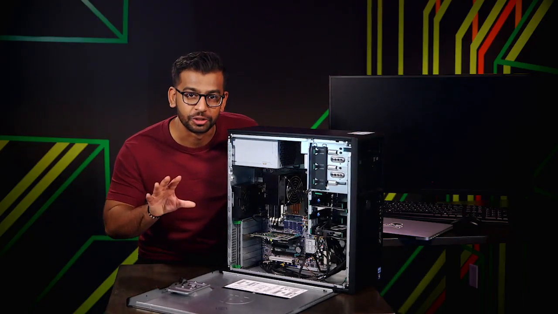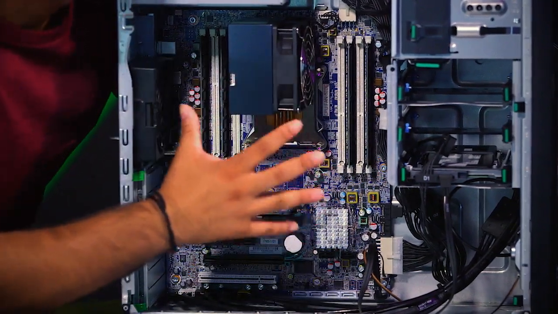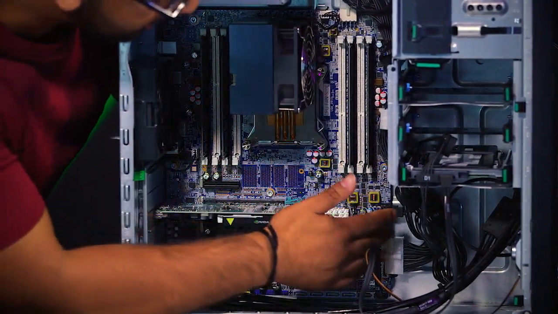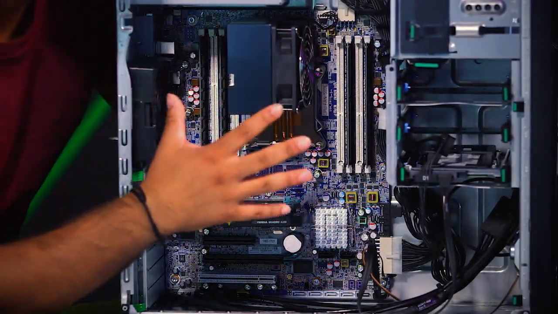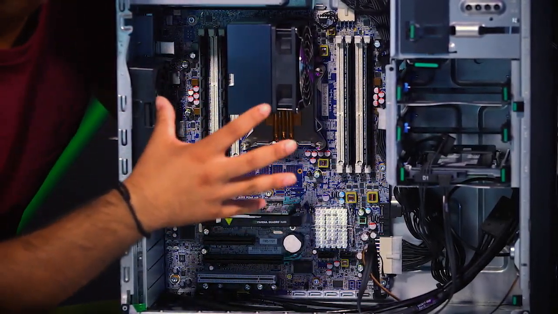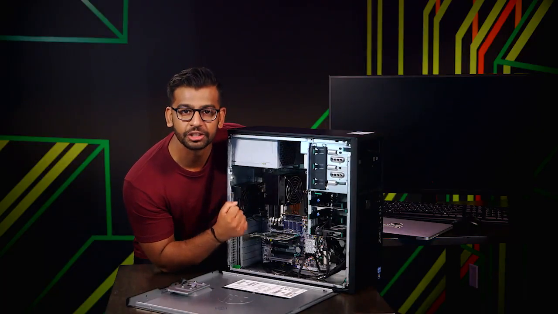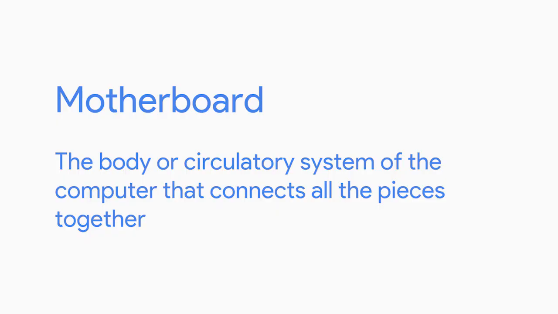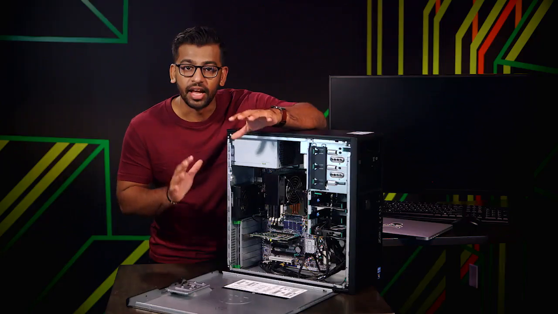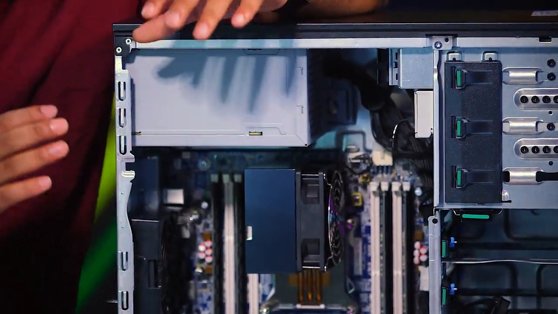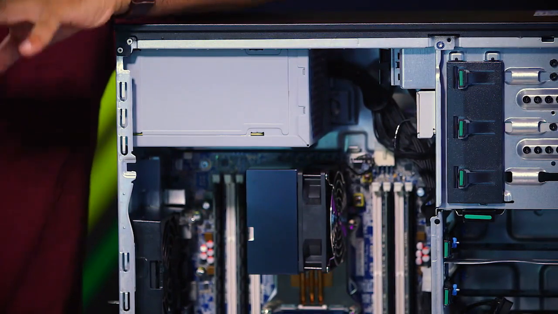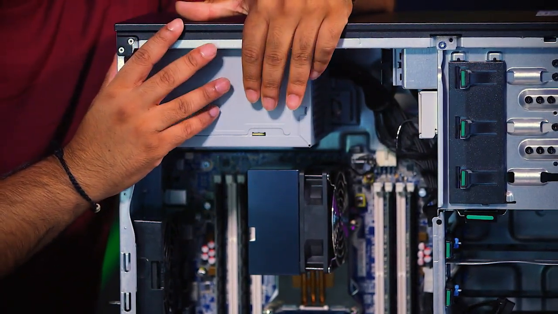Let me show you something else interesting. Have you noticed this large slab here? This is our motherboard. It holds everything in place and lets our components communicate with each other. It's the foundation of our computer. You can think of the motherboard as the body or circuitry system of the computer that connects all the pieces together. The last component we'll talk about is our power supply, which converts electricity from our wall outlet into a format that our computer can use.